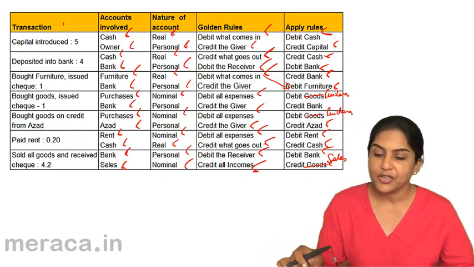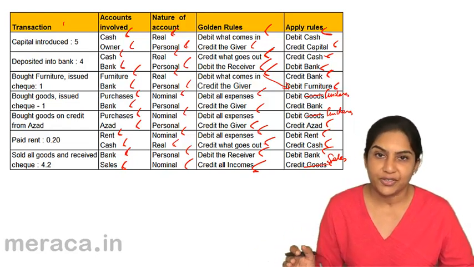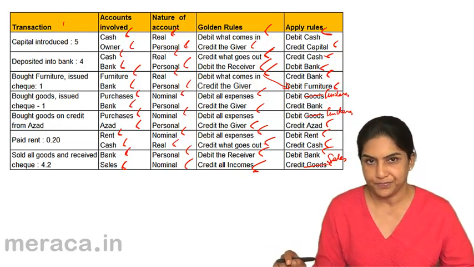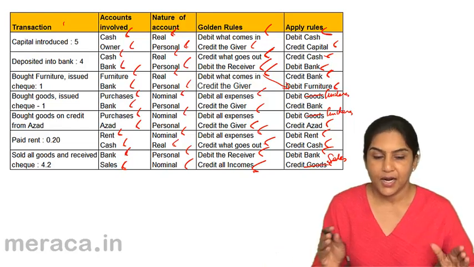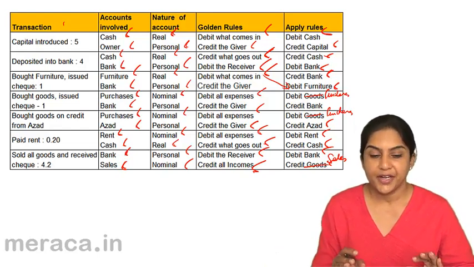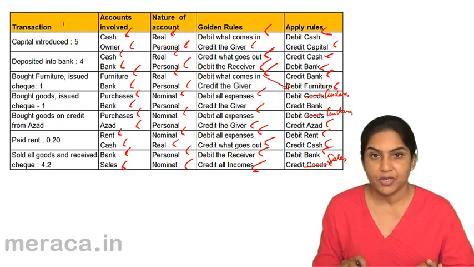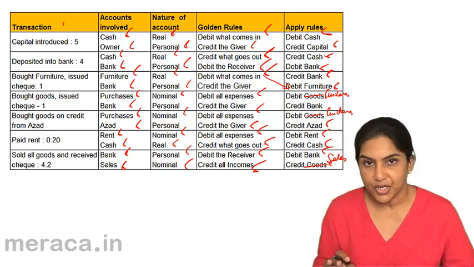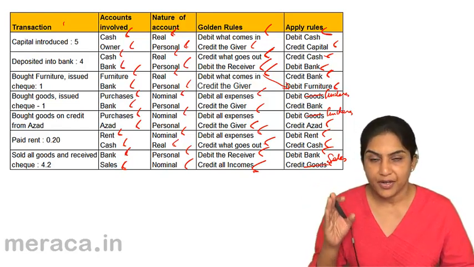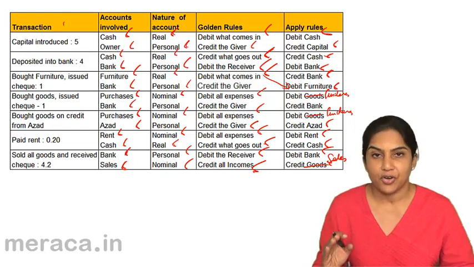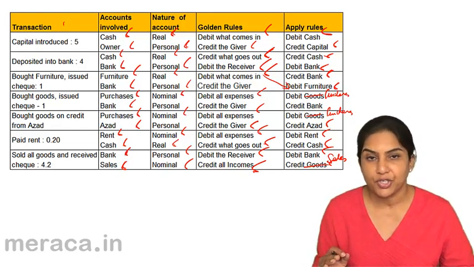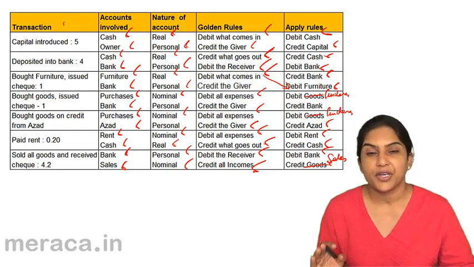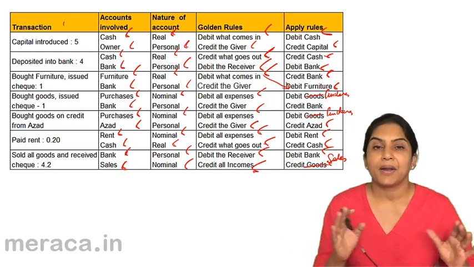So we've actually drawn the same conclusion whether you follow the traditional approach or the accounting equation approach. Identify the transaction. Identify the accounts involved. What is the nature of the account? If you are following the traditional approach, find out whether it's real, personal or nominal. If you're following the accounting equation approach, think whether it's an asset, a liability, an income or an expense. Then apply the rules.